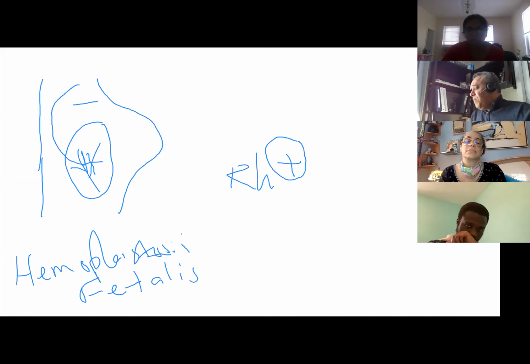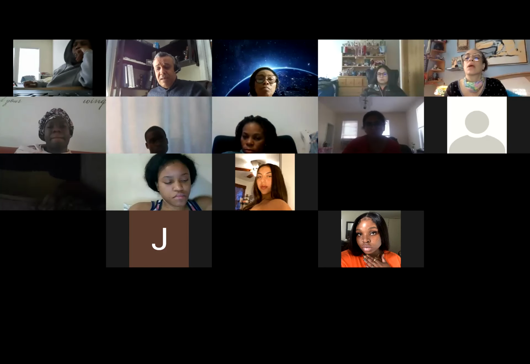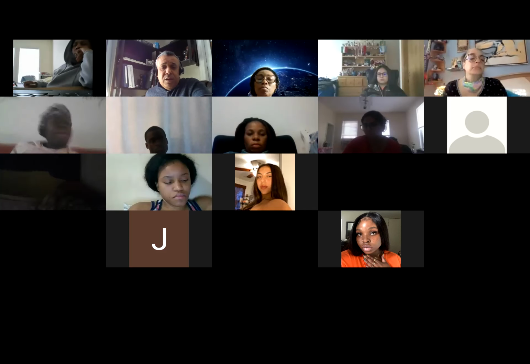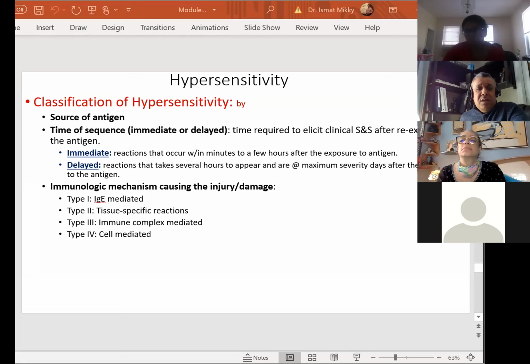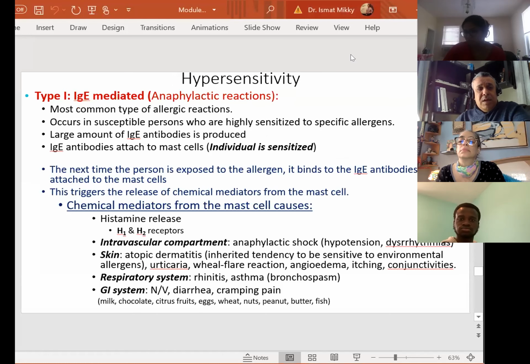But this is an example of the immune system at work. This is an example of type 2, tissue specific, called hemolytic disease of the newborn. So going back to the PowerPoint slides, type 1 through type 4. Any questions so far?